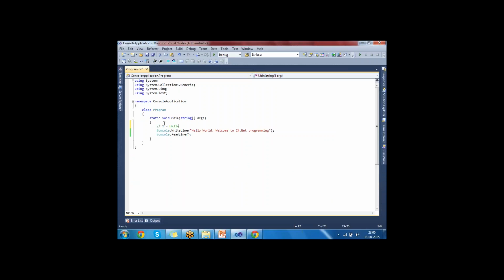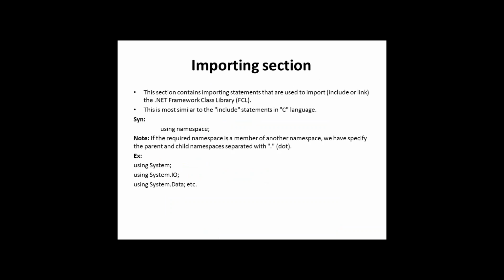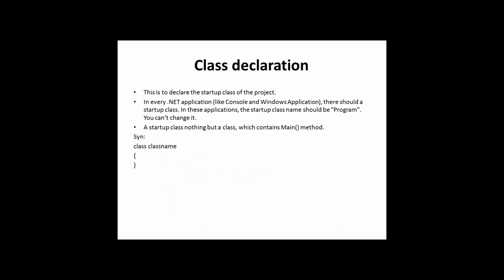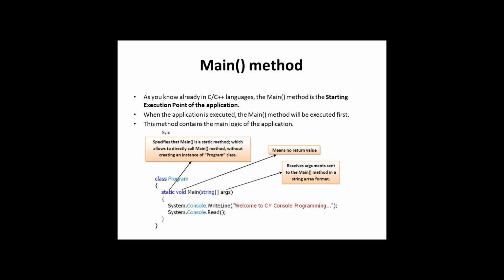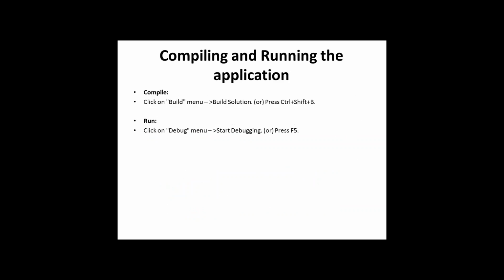First program. Now you understand the import section, namespace section, class section, Main. Static means no need to be called by anyone. Void means it doesn't return a value. It can receive multiple string inputs. So just now we have seen the sample program, how to debug it and how to build it.